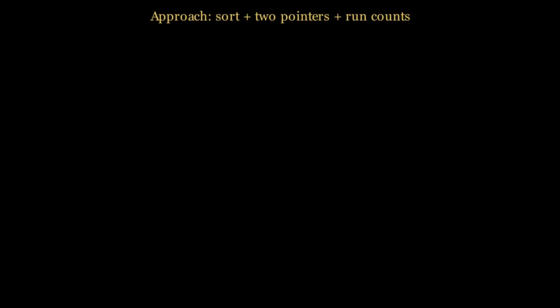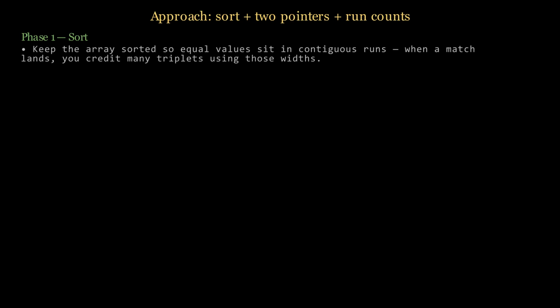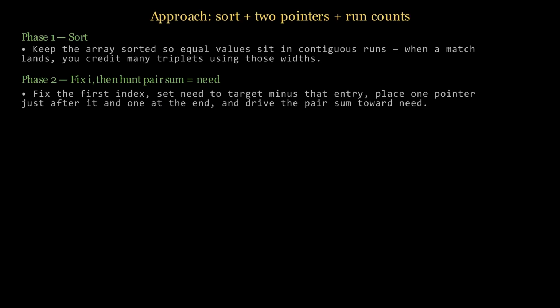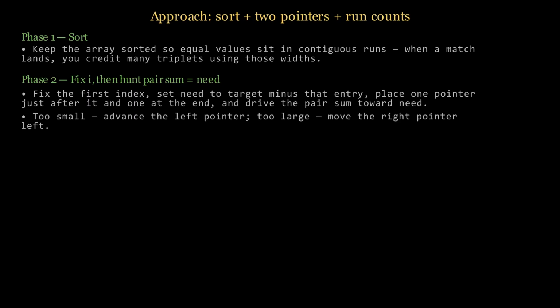Approach: sort plus 2 pointers plus run counts. Phase 1, sort. Keep the array sorted so equal values sit in contiguous runs. When a match lands, you credit many triplets using those widths. Phase 2, fix i, then hunt pair sum equals need. Fix the first index, set need to target minus that entry, place 1 pointer just after it and 1 at the end, and drive the pair sum toward need. Too small, advance the left pointer. Too large, move the right pointer left.